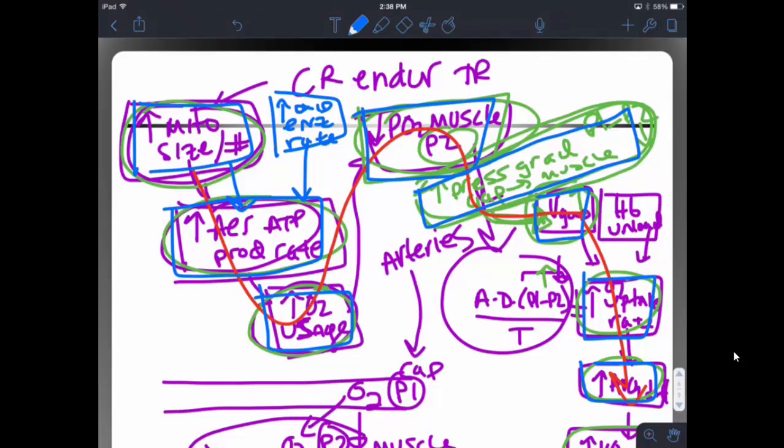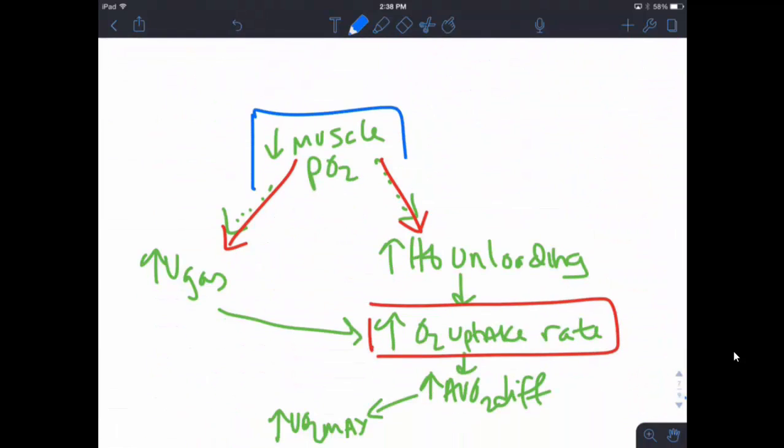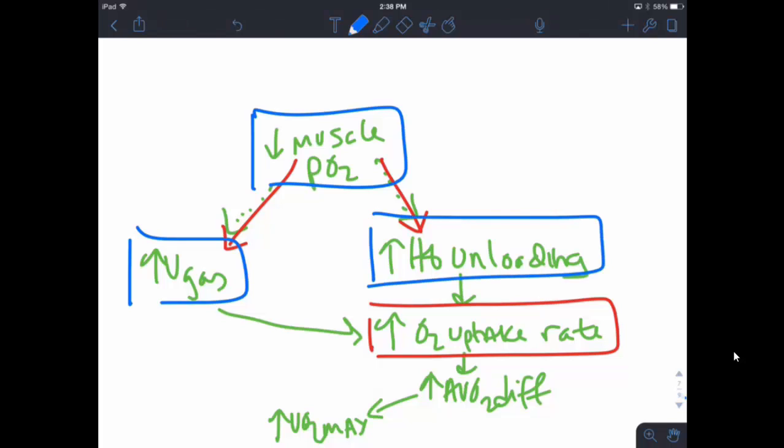Okay. And that PO2, remember this PO2 also has another leg, so it goes here, and it has another leg, which we talked about here. Okay, so it increases V gas, it also increases unloading, and unloading is going to increase uptake rate.